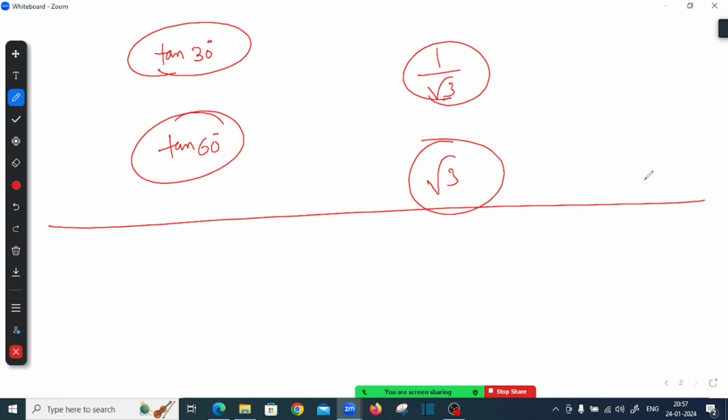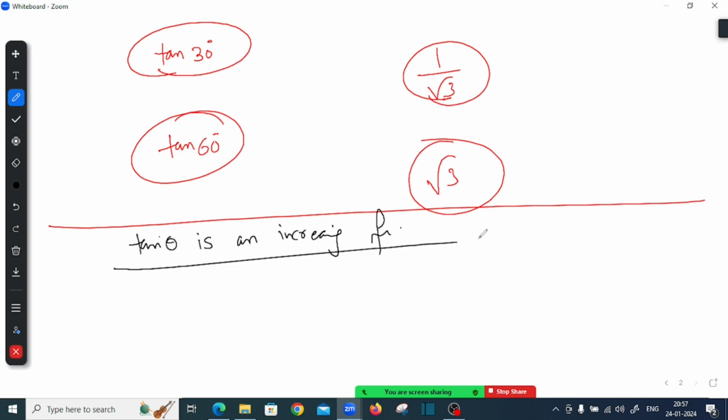So please see Rishit, there is one more piece of information we have already discussed. You know, tan theta is an increasing function. I think in the last class we have discussed this, tan theta is an increasing function. Do you know this? Yes, sir. Okay, so between 30 degree and 60 degree, which one is greater? 60. So when you take tan on both sides, this inequality will still hold.